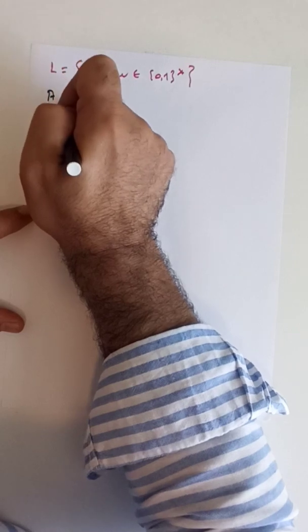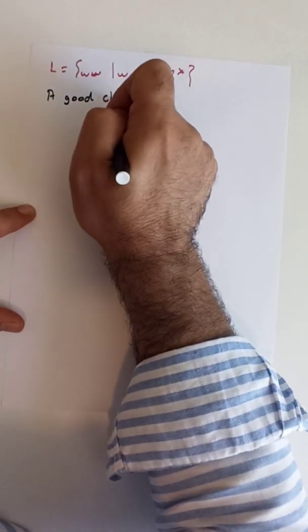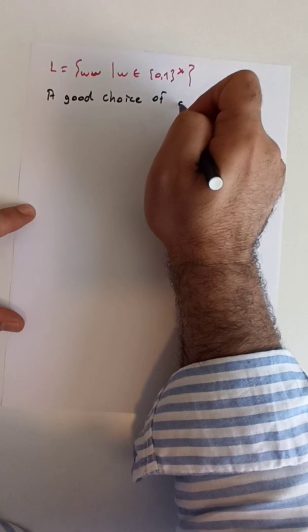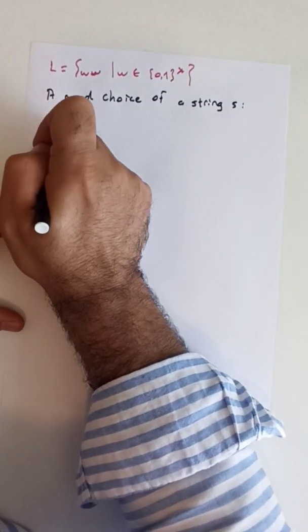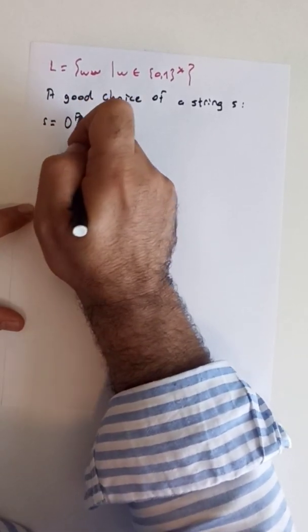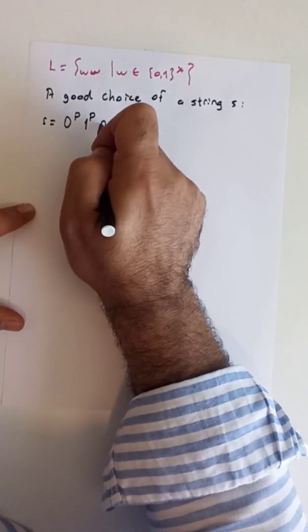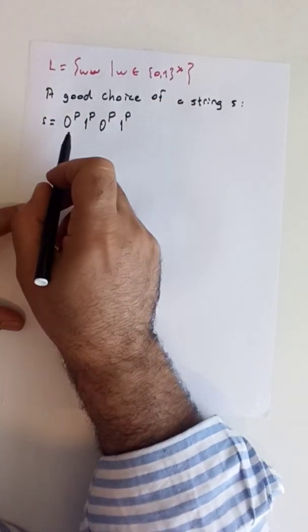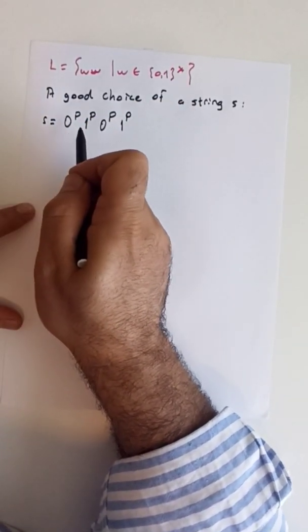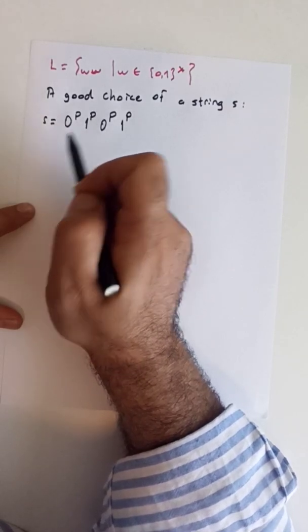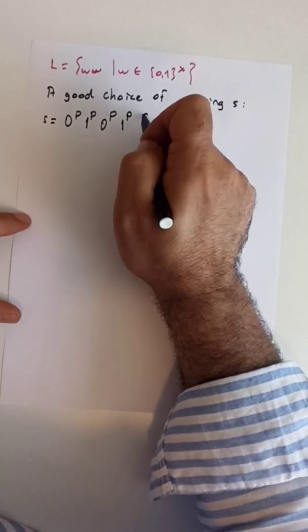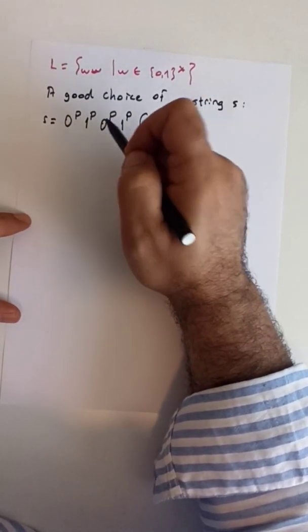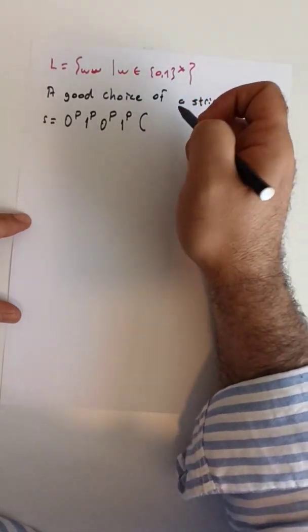So now we show a good choice of a string s that will work for the purposes of the pumping lemma. Let's say s is 0 to the p, 1 to the p, followed by 0 to the p, 1 to the p. The previous string was, in the previous example, 0 to the p, 1, followed by 0 to the p, 1. This time we choose a new string. Let's see if this string satisfies the conditions of our pumping lemma to see if we can use this special string for the pumping lemma.